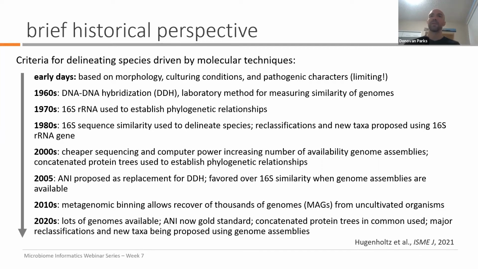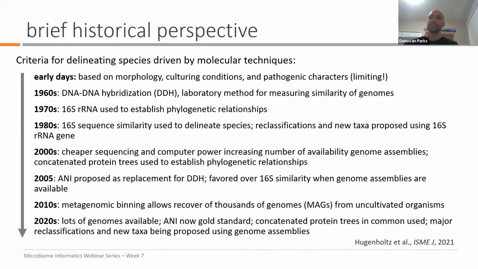And of course, with the benefit of hindsight, we know this is very limiting. There isn't that much variety in morphology, and it's very hard to test all the different conditions under which strains might grow. But this was the information that people had at the time. So that's what taxonomy was being based on. Now this started to change in the 1960s, where we have DNA hybridization. So this is a laboratory method that allows you to take two strains and get an estimate of how similar those strains are.